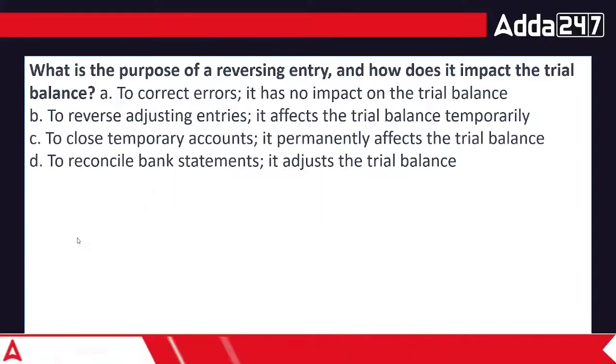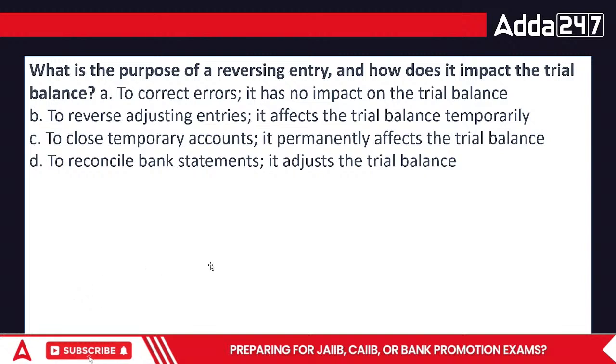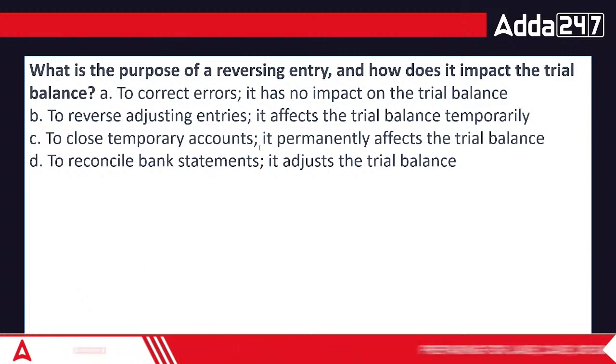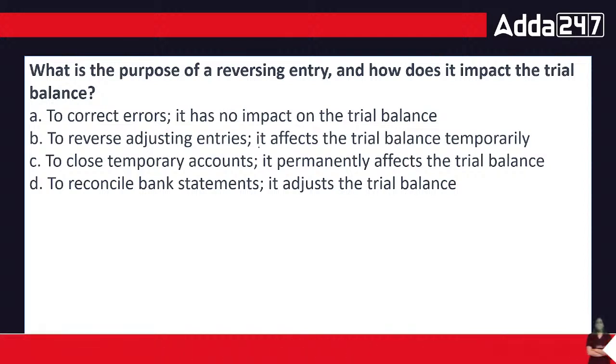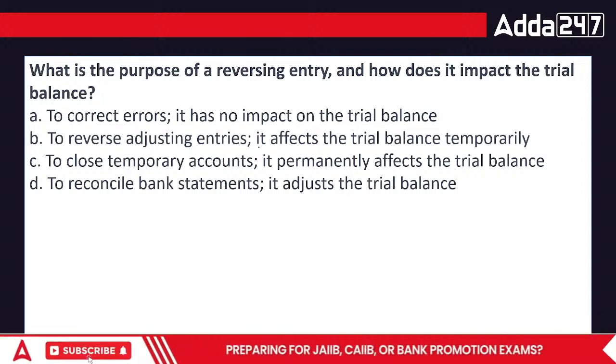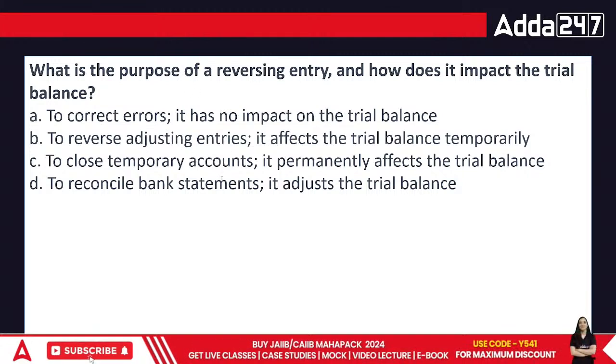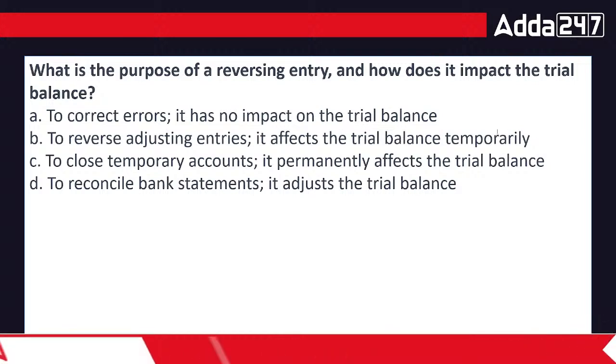Next question, everyone. Obviously there are errors as well, because to err is human. Everybody can make errors. So how do we come out of those errors? What is the purpose of a reversing entry, and how does it impact the trial balance?